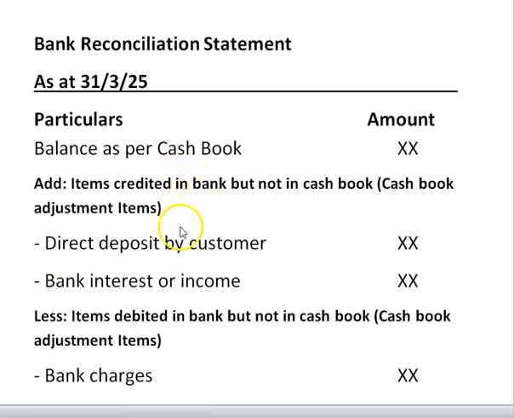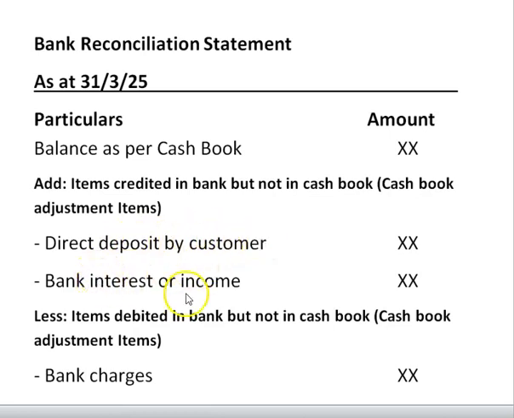So we are going to add transactions like direct deposit by customers. These are deposits made by your customers into your bank account which you did not capture in your cash book. Some customers will make payments direct without actually informing the company. This is an example of such payment. We call them direct deposit.